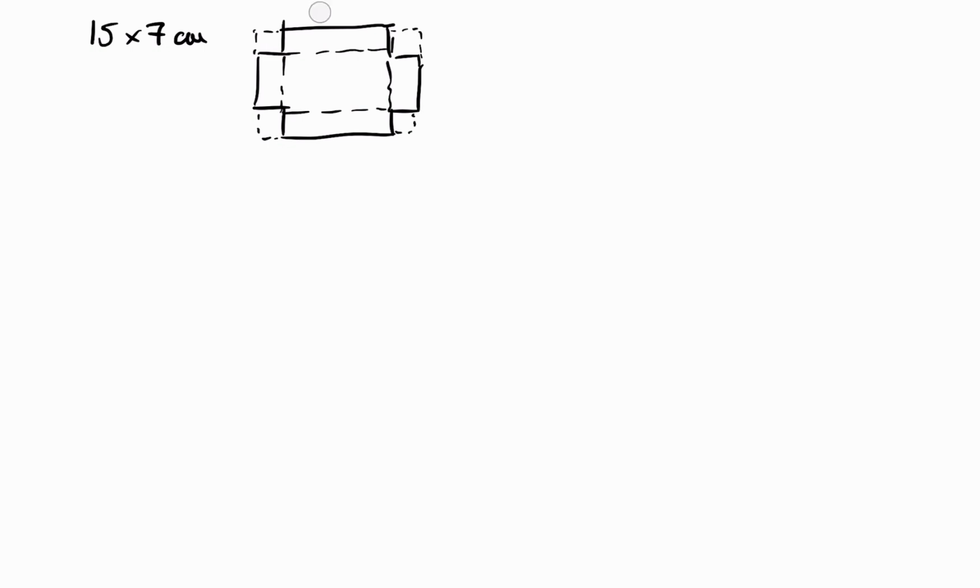So at the moment it's 15, this distance, and 7, this distance. And so we will cut a square of side, say, x. We want to find the value of x for which, as you would have guessed, the volume is maximum.